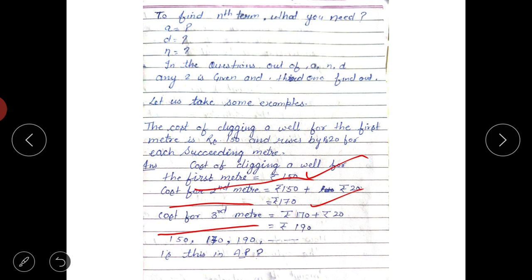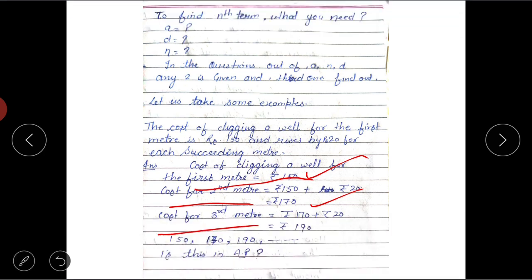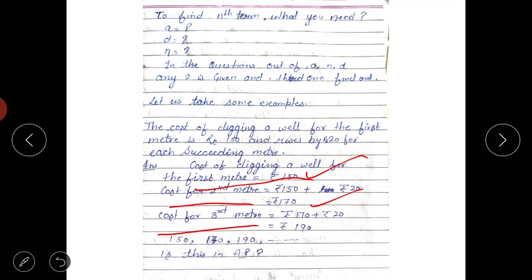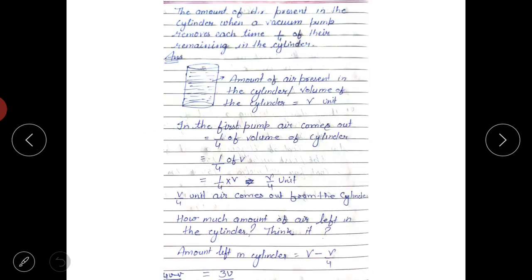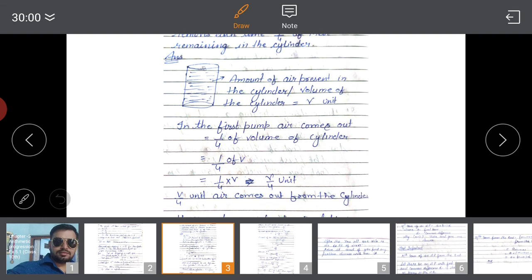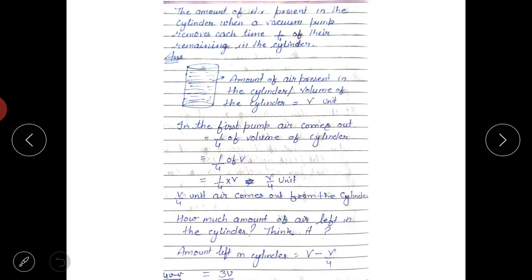Now the question is: is this an AP? Is 150, 170, 190 in AP? If yes, then give me an answer. If no, then give me an answer. Proceed with that.